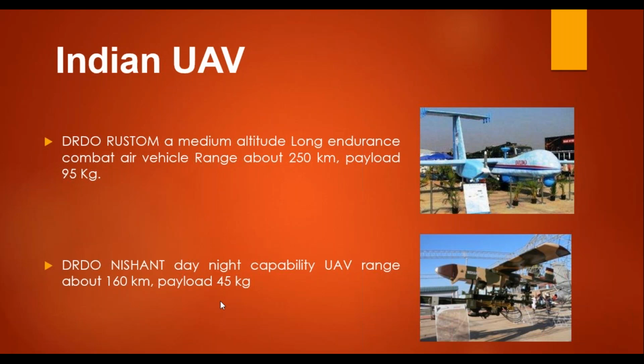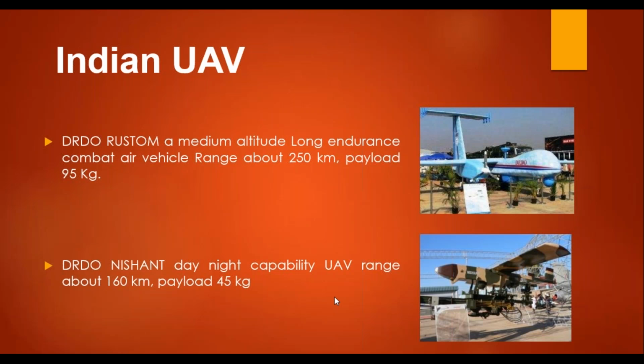We have also developed our own UAVs in India itself. DRDO Rustam and DRDO Nishant are the two UAVs which are combat, unmanned aircraft. Rustam is a medium altitude, long endurance combat air vehicle with a range of about 250 kilometers, and it can carry about 95 kilograms of payload.